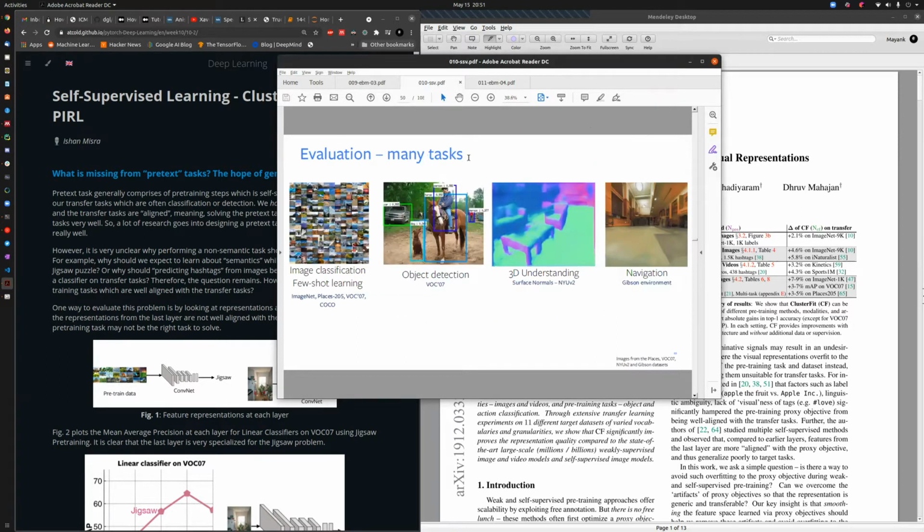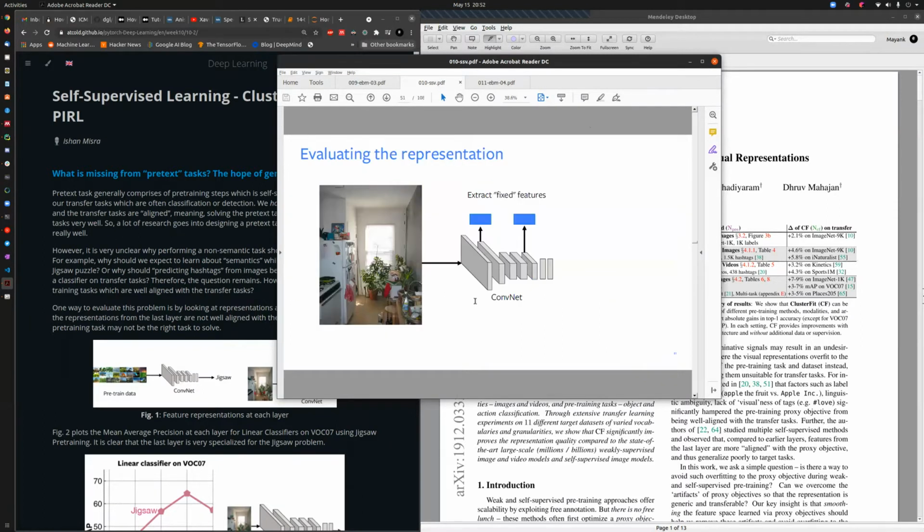Then the evaluation across many tasks. This is image classification, few shot learning, object detection, 3D understanding, surface normals, and navigation, specifically in a Gibson environment. And then evaluating the representations. These are the fixed features that they extracted, which I alluded to. You can have a visualization in the excellent Distill pub. You guys might know about that.